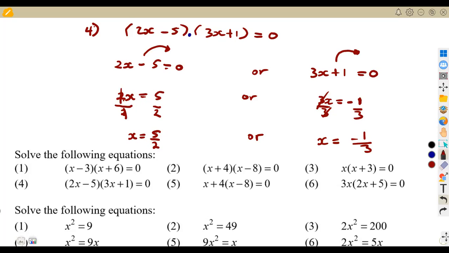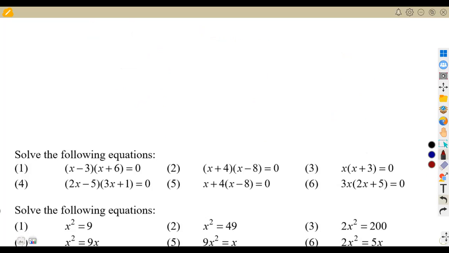But I want you to see that it is a totally different thing that we are having on question number 5. On question number 5, we are given x plus 4 into the bracket of x minus 8, which is equal to 0. This one is not going to work if we say x is equal to 0. No.